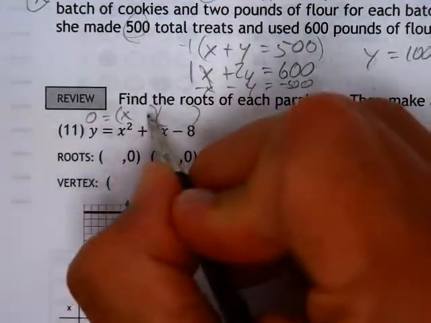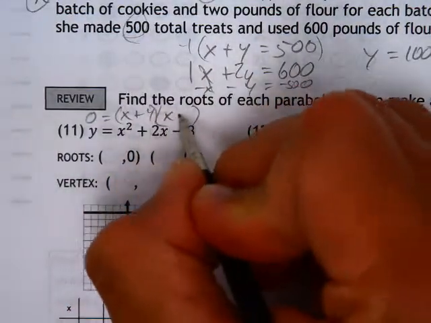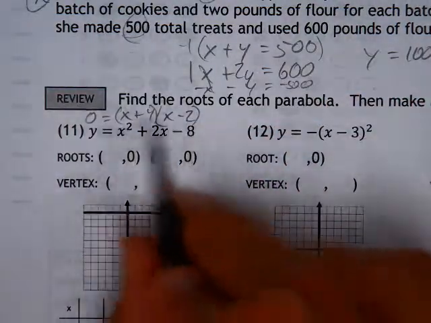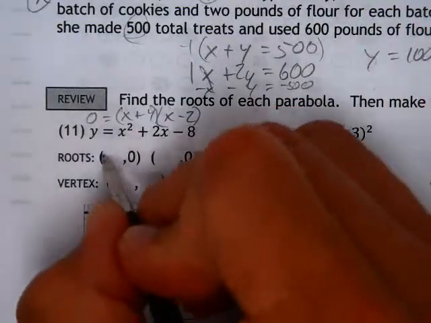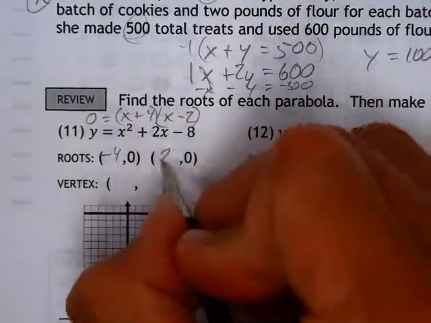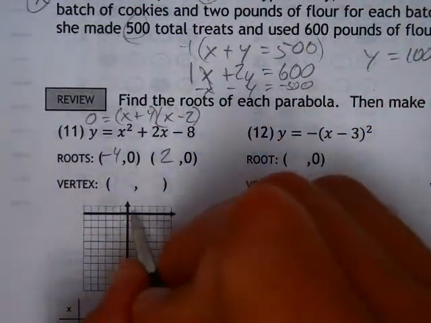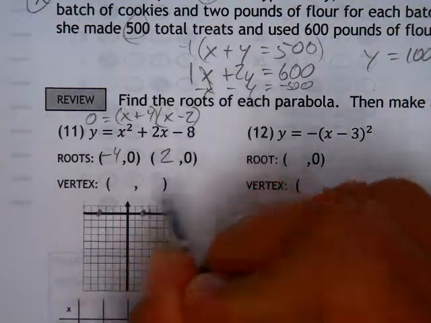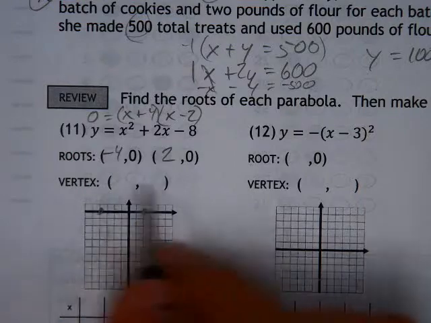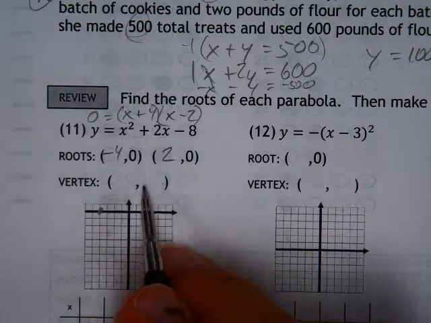It can be factored: x plus 4 and x minus 2 gives us our -8 and our positive 2. So I have a root at -4 and a root at positive 2. If we look at those, 1, 2, 3, 4, we put a dot there, and 1, 2, put a dot there. The vertex is going to be directly in between those two.